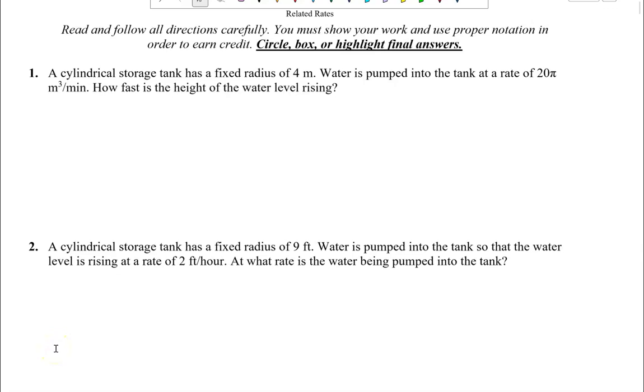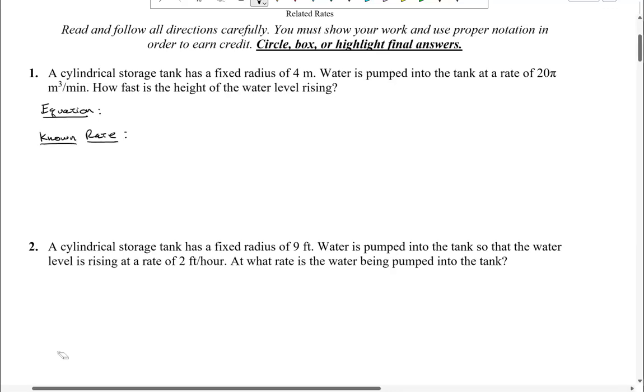In this video, we're going to get some practice with related rates problems. In each case, we're going to want to identify a relationship between the variables, or an equation. We're going to identify the known rate. And finally, the unknown rate.